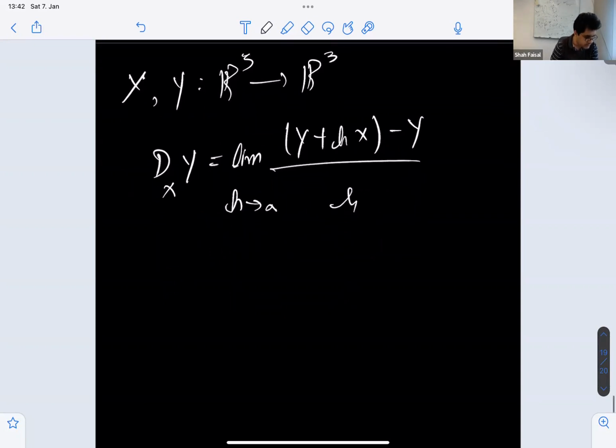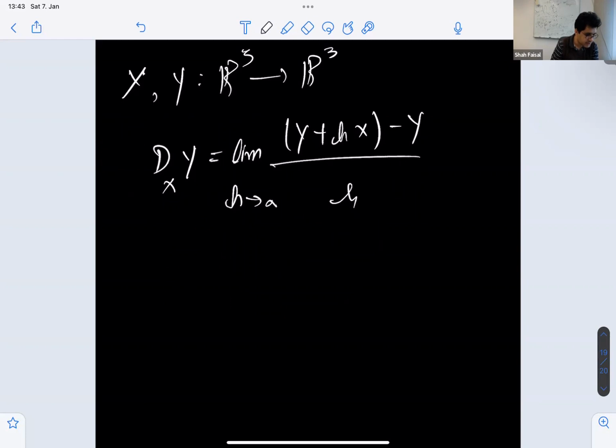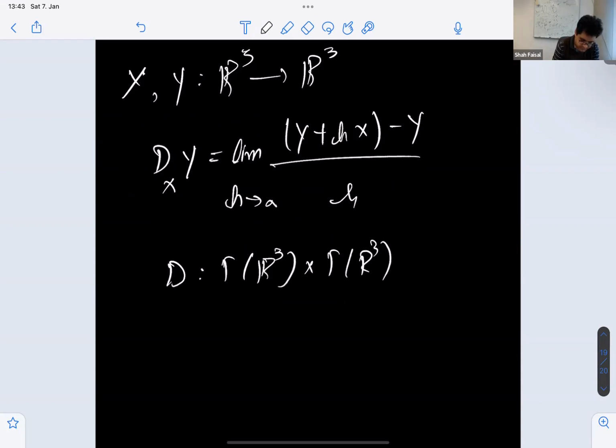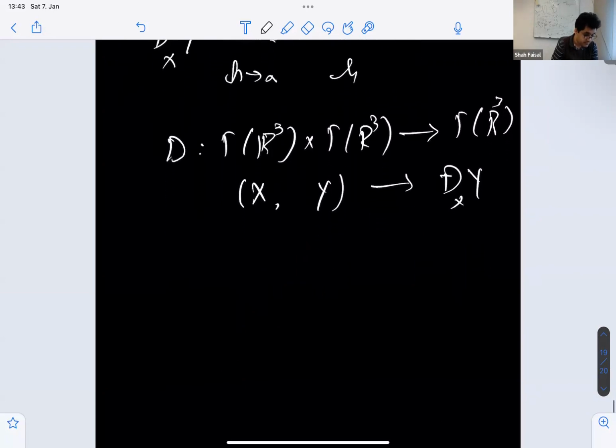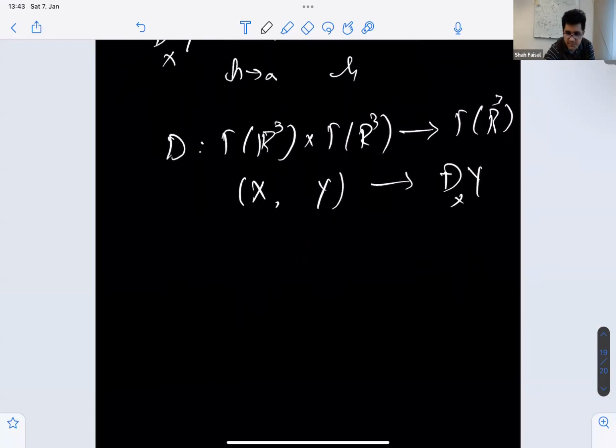And so this derivative has the following definition. You can think of it as D. It's a function from the vector fields times the vector fields to another vector field. So it takes a vector field X and another vector field Y, and differentiates Y with respect to X. And that derivative is again a vector field. So it's a function from this product to that. But it's not just a function. It satisfies some nice conditions.